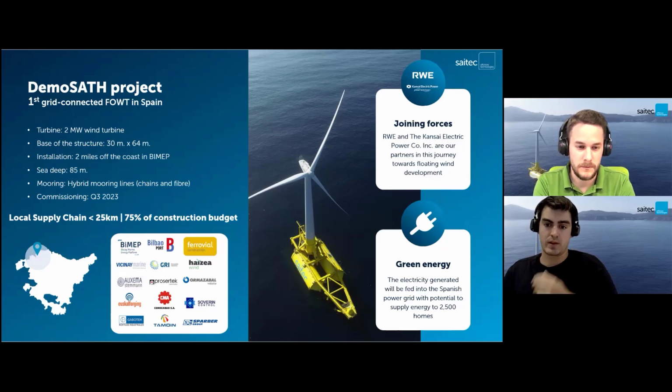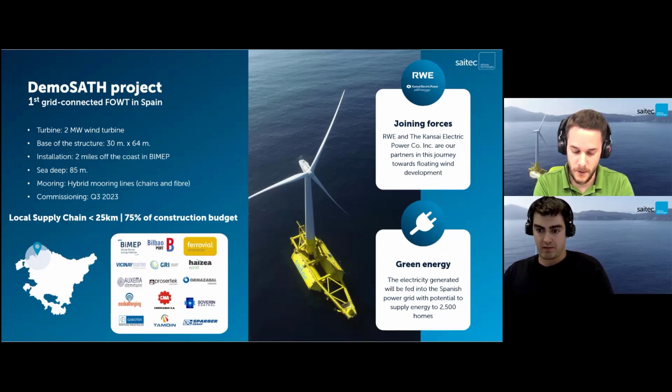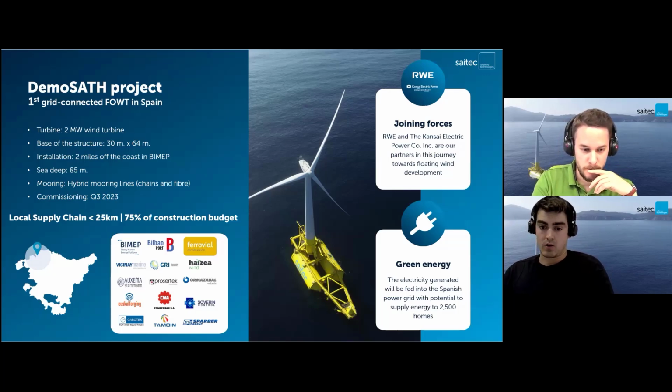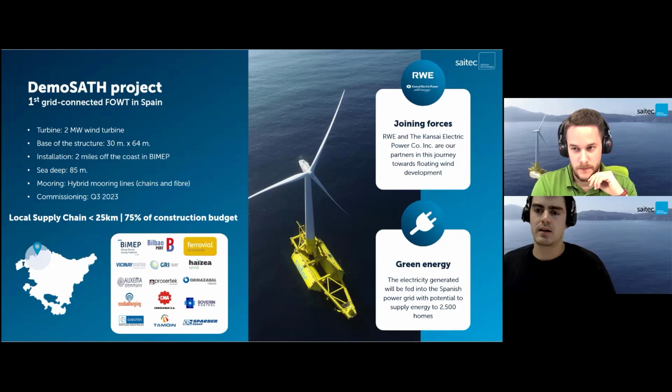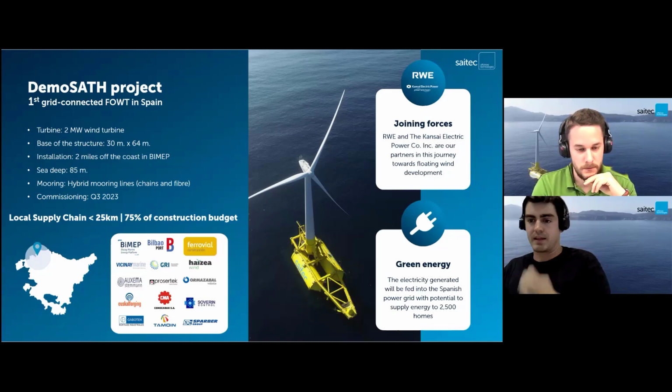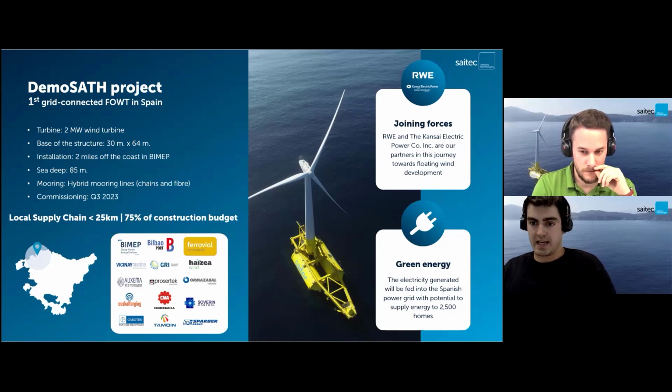And the platform was constructed and assembled in Bilbao's harbor. In September of 2023, it was installed 2 nautical miles from the coast in BIMEP, which is an experimental offshore platform. The depth in that area is around 85 meters. The milestone is that DemoSATH represents the first floating wind turbine of the Iberian Peninsula connected to the Spanish grid. A significant point in the project is that 75% of the construction budget was spent on local suppliers, inside a perimeter of 25 kilometers from Bilbao's harbor.